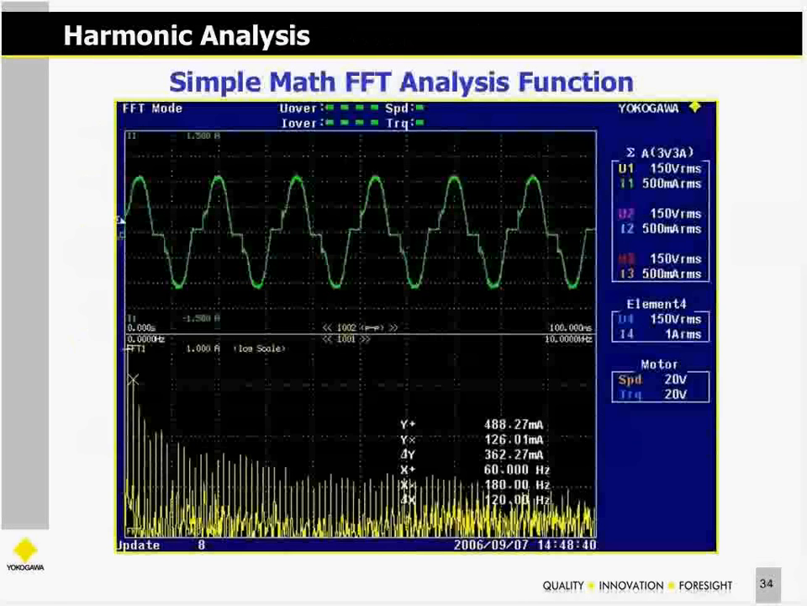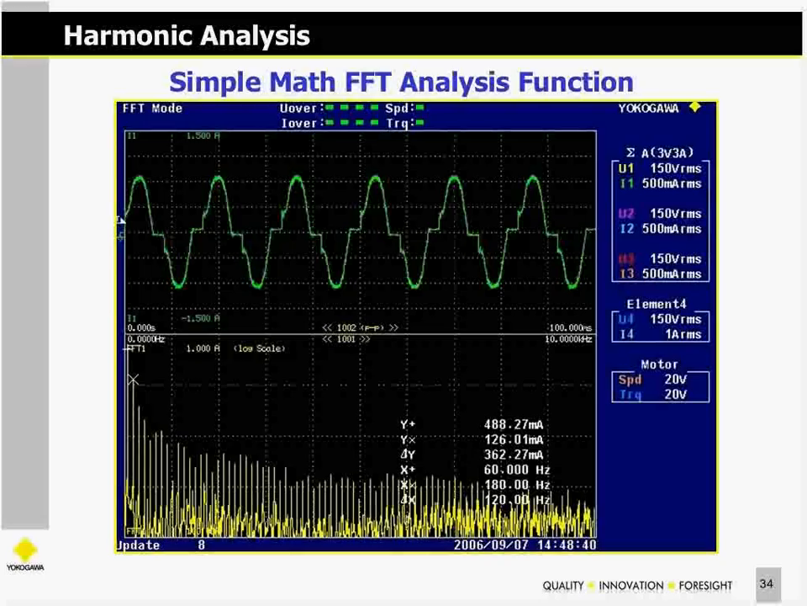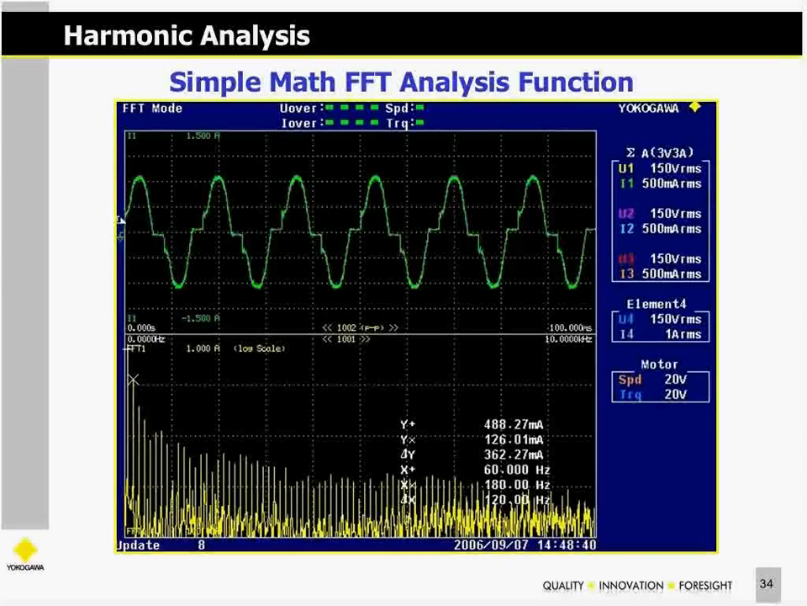Here's a display of a distorted waveform. You can see we're doing an FFT. This is a simple math FFT, maybe like what you would see with a scope. This was done as an FFT math function in one of the power analyzers. But you'll see all this noise at the bottom. It's really hard to break that down. You can see pretty well the major harmonics, and we can put cursors on those, but there's a lot of noise down here. We call this bleed or false harmonics.